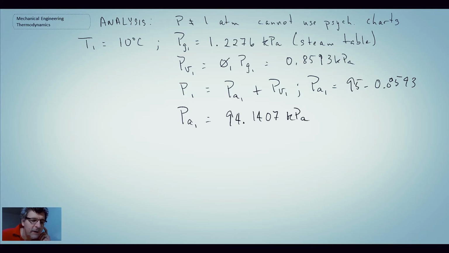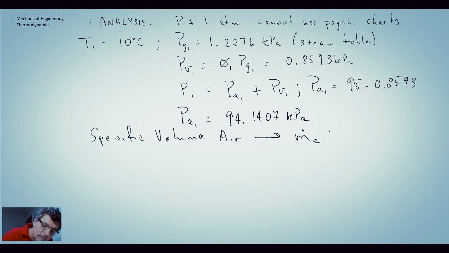One thing I want to do to begin with is convert the volumetric flow rate into a mass flow rate. We're going to use the ideal gas equation to determine the specific volume of the dry air, and then figure out what the mass flow rate of dry air is in our system. So that's what we're trying to do here. Writing out the ideal gas equation, we can rearrange it in terms of specific volume.